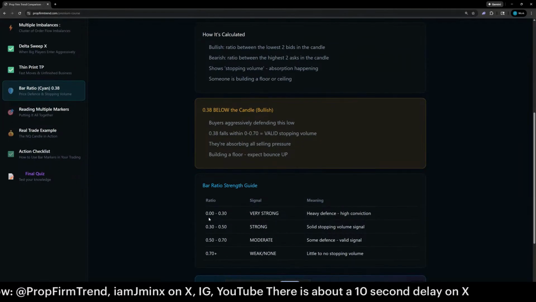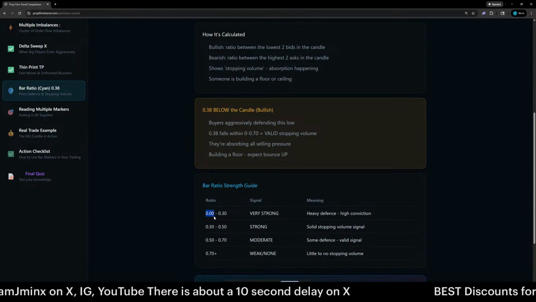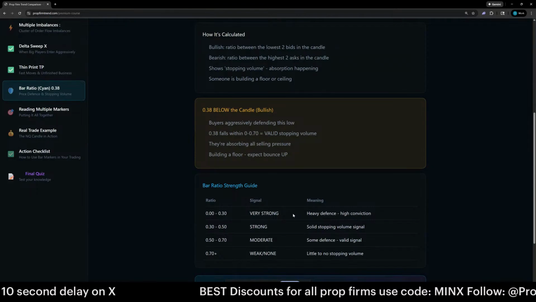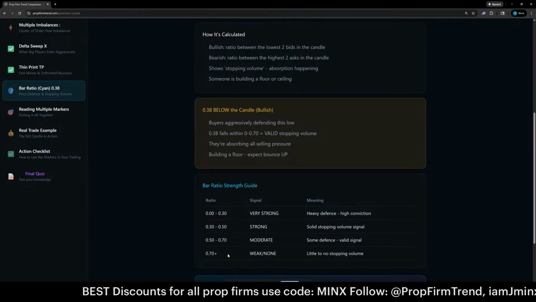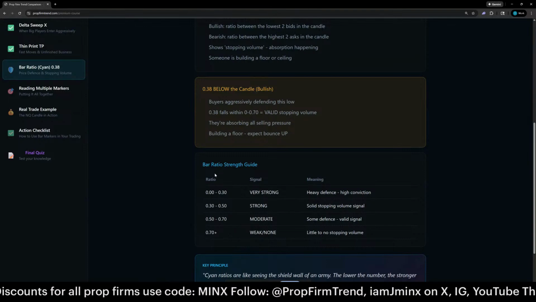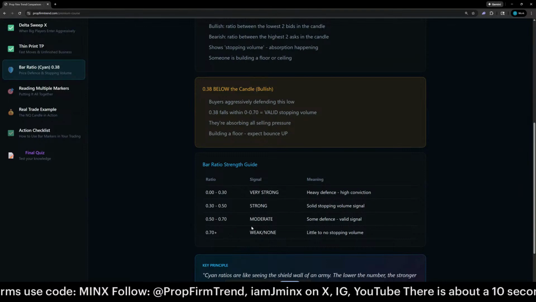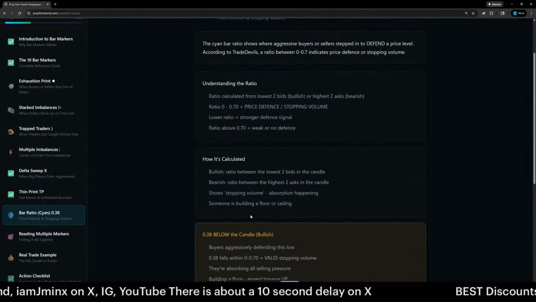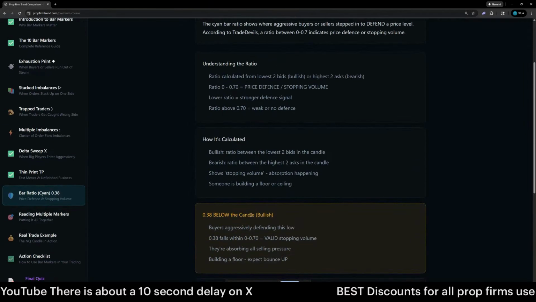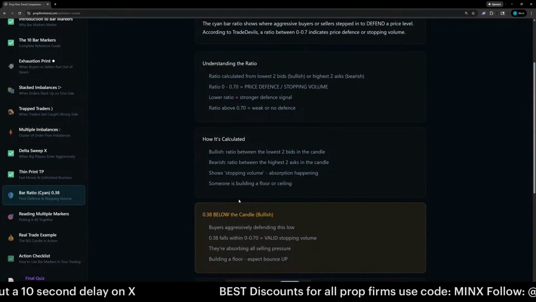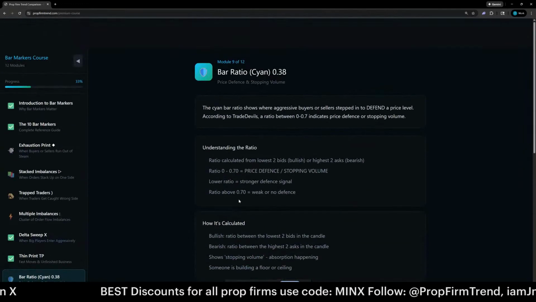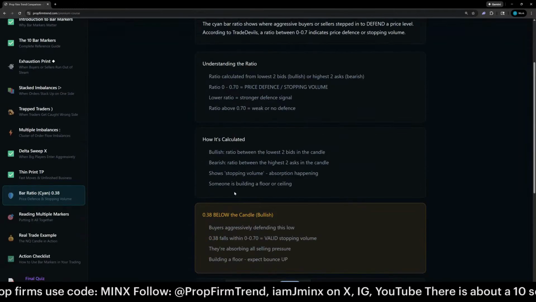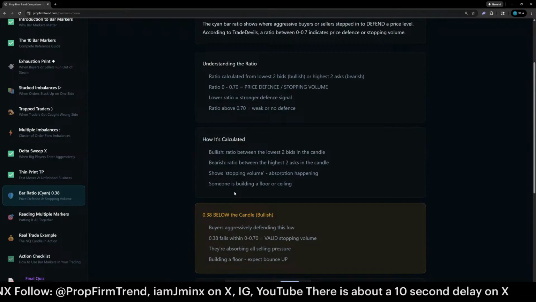So the bar ratio, anything 0.00 to 0.30 is very strong, higher conviction. The higher this number gets, then it's weaker, right? Where is the other bar? Oh, you know what? See? I just noticed it didn't do the bar ratio. The bearish kind that I need.